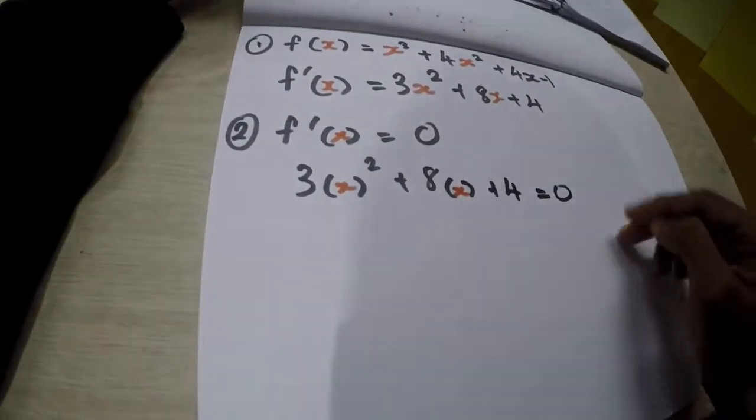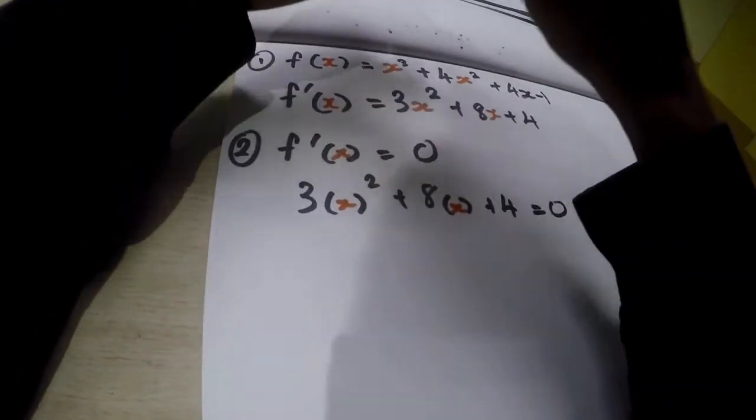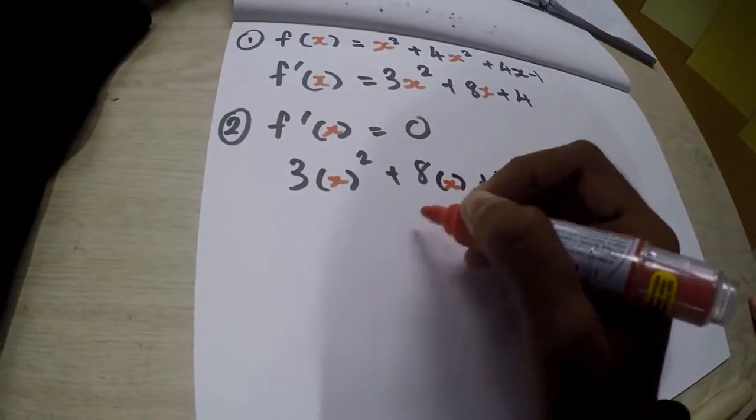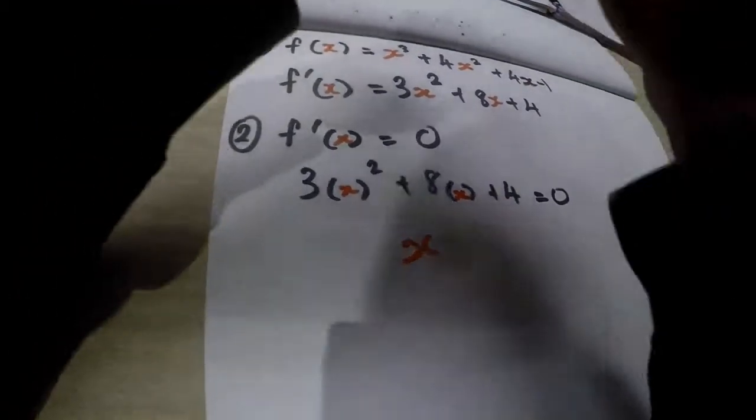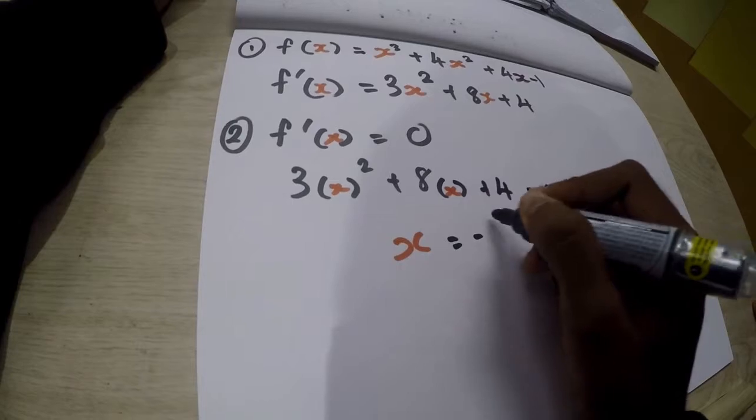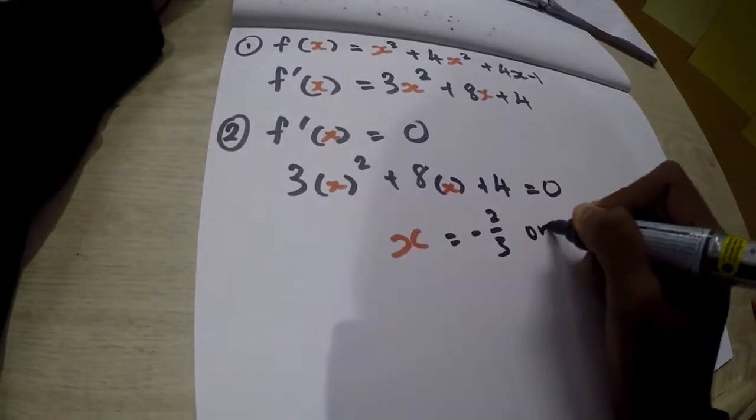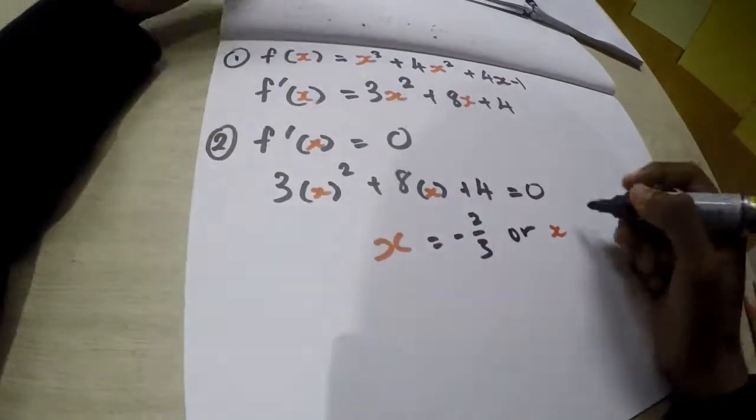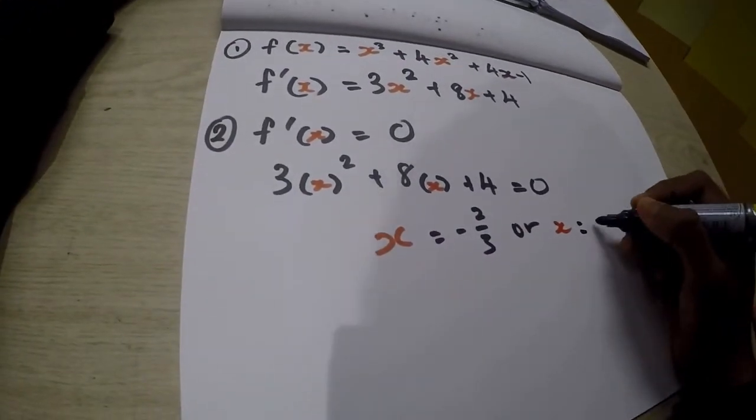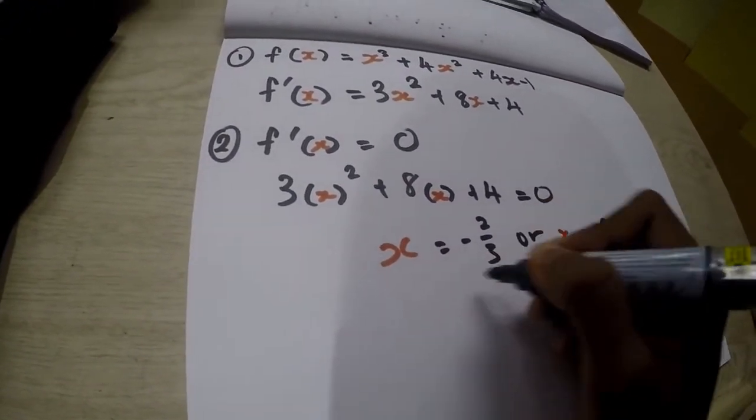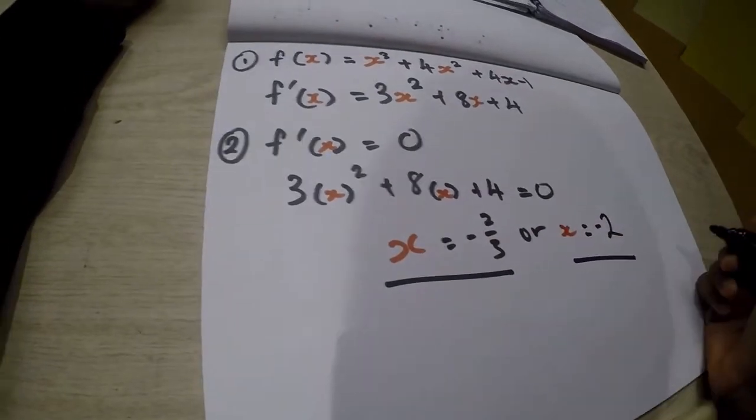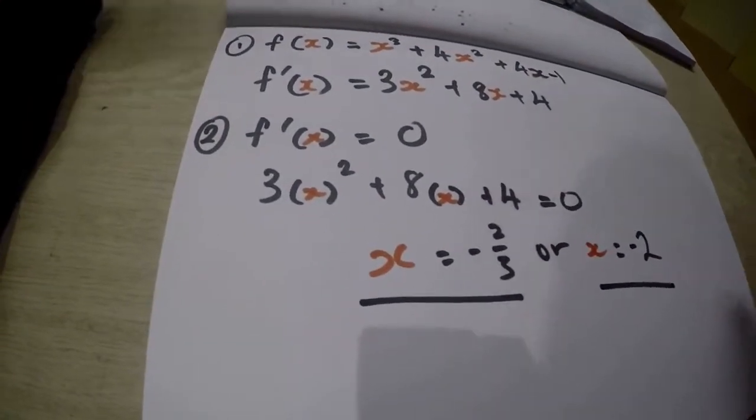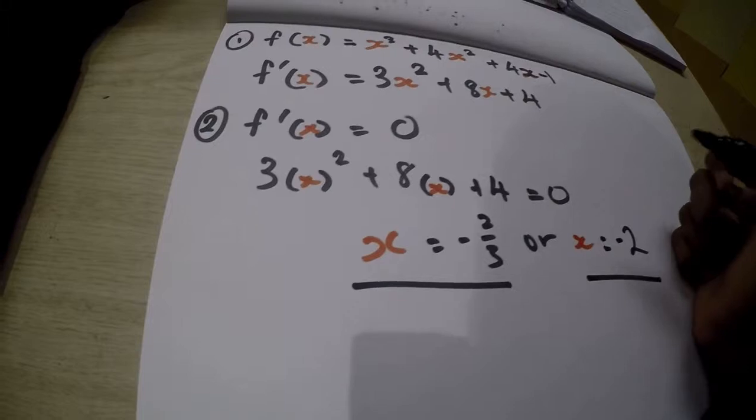Okay, so this is a quadratic equation, and I'm sure you know how to solve it. There are two answers: x equals to -2 over 3, and x equals to -2. So these are the two answers that you will get. So now, what's our next step? Probably it will be finding the critical points.